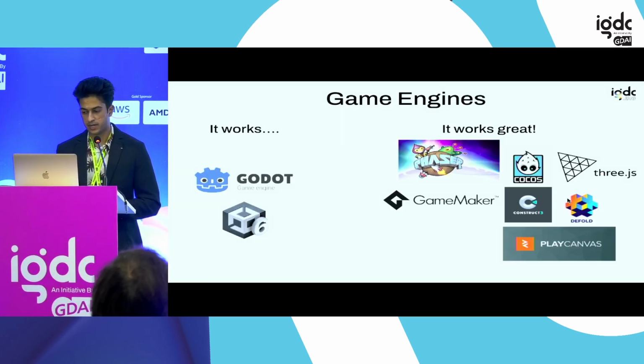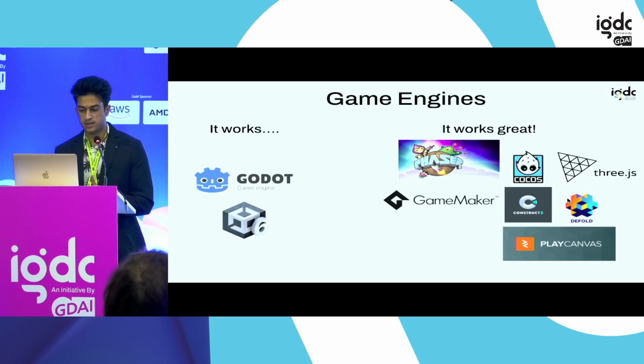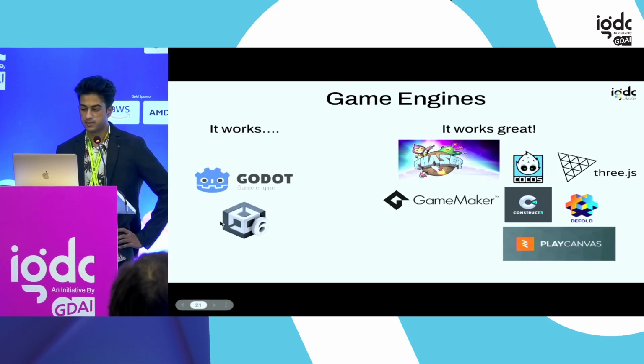Now, these are some game engines. On the right are the engines that work well for web, very optimized. They are native HTML5 engines. On the left, they work, but they're not the best, like Godot or Unity. So I use Unity. And Unity 6 is supposed to be web-friendly, but I did not really experience anything like that. I feel it's the same. Maybe I still have to explore more.